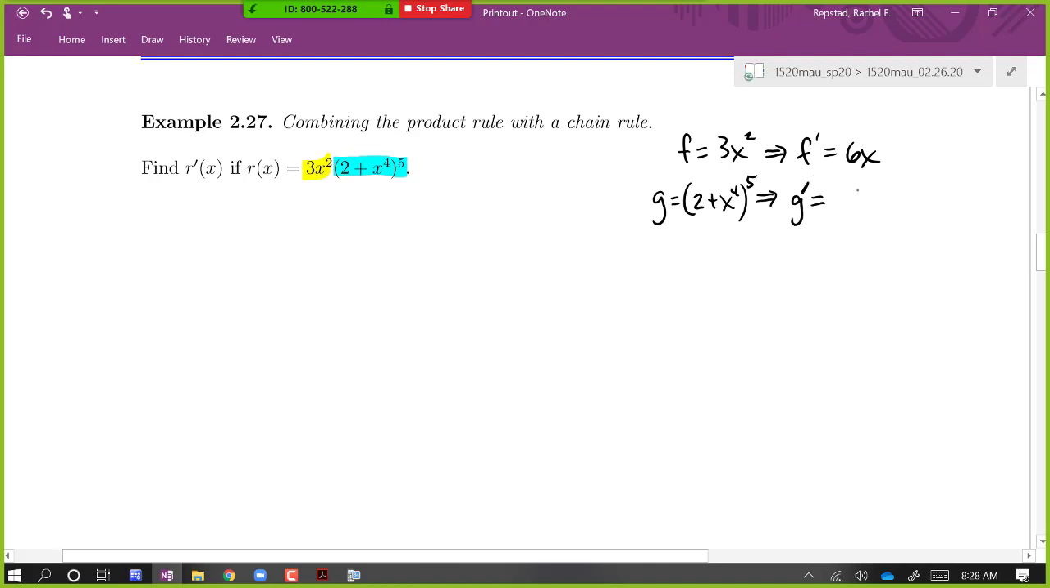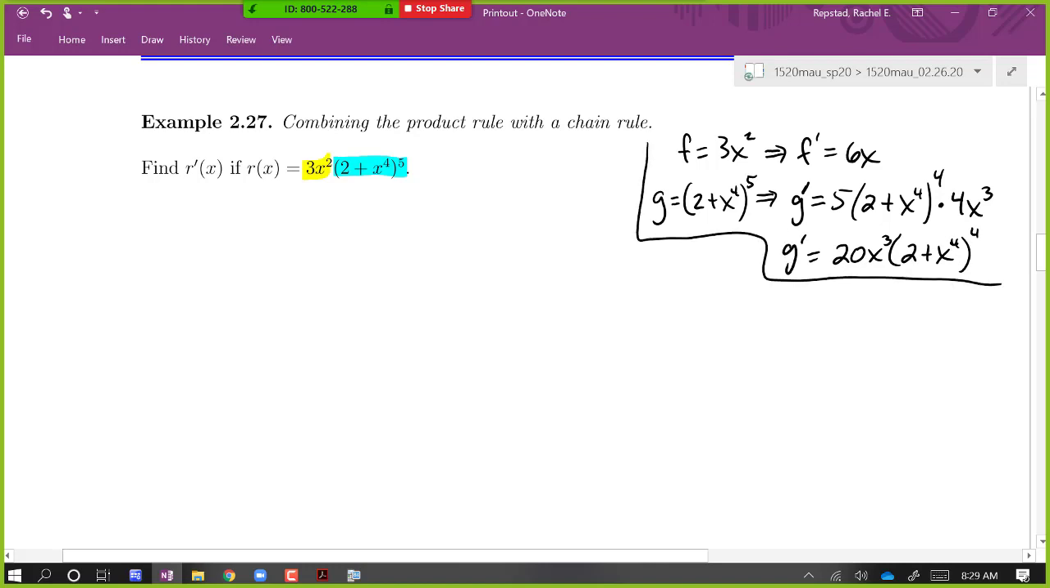What is g prime? Here's our new rule. Or maybe not the finished product of g prime, but what's the process? What do we do to get g prime? Who wants to start us off? Bring down the power of 5. Then write 2 plus x to the 4th power. Times what? 4x to the 3rd. Great. And now I'm just going to simplify a little. So we got 20x cubed times 2 plus x to the 4th all to the 4th.